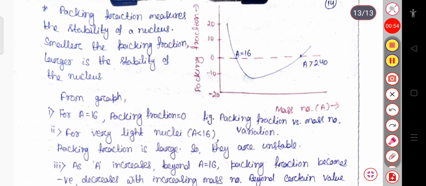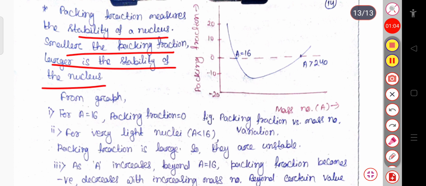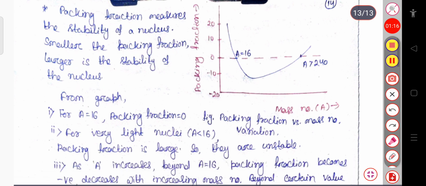So basically this packing fraction measures the stability of the nucleus. The smaller the packing fraction, the larger the stability of the nucleus. From this graph you can see, if you plot the curve between the mass number A and the packing fraction, the graph will look like this. If you start from minus 20, minus 10, this is your 0 point, this is 10 and 20. This packing fraction actually measures the stability of the nucleus, that is, how stable the nucleus is.